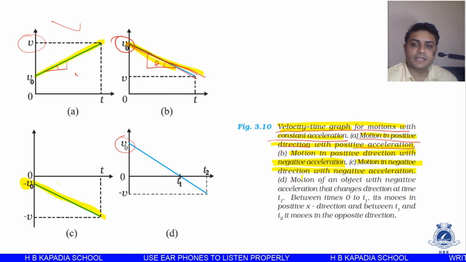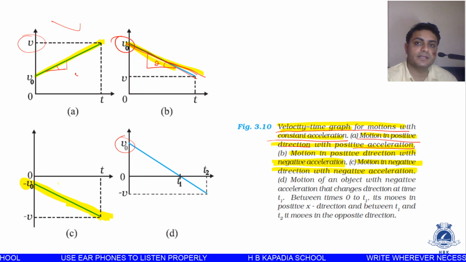So motion in negative direction. Why? Because it is moving towards negative direction, and acceleration is negative. Of course it is moving towards negative. No doubt it's increasing in negative direction. The increasing in negative is considered to be more negative. Okay.